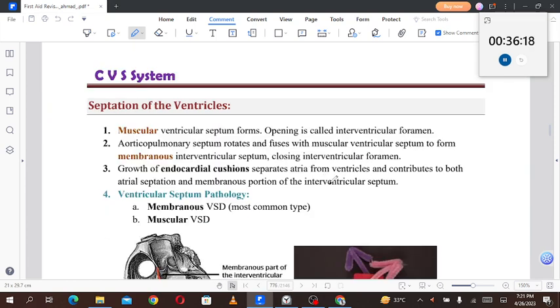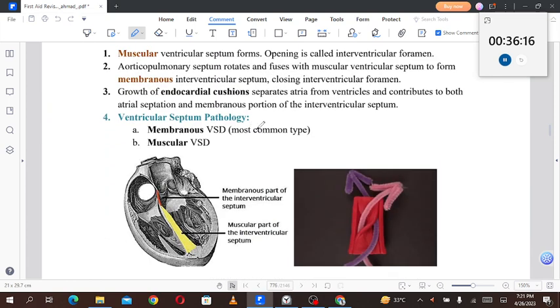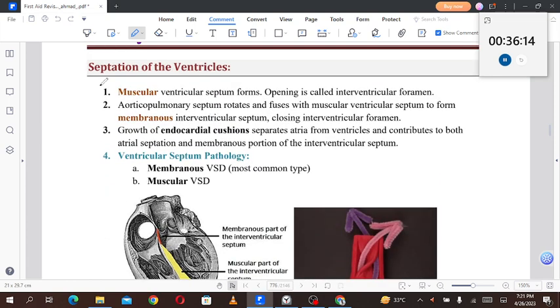Now let's move to the septations of the ventricles. The ventricular septum has two components. The first one is the muscular component, and the second one is the membranous component. The muscular ventricular septum forms an opening called the interventricular foramen. The aorticopulmonary septum rotates and fuses with the muscular ventricular septum to form the membranous interventricular septum, closing the interventricular foramen.